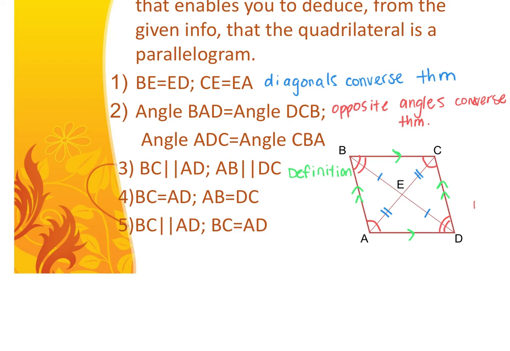What if BC is equal to AD and AB is equal to DC? Opposite sides converse. Excellent. This is the opposite sides converse theorem.